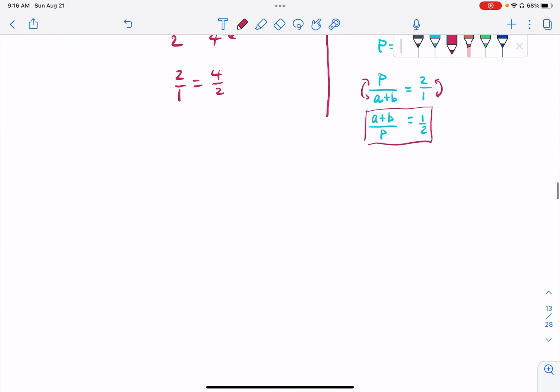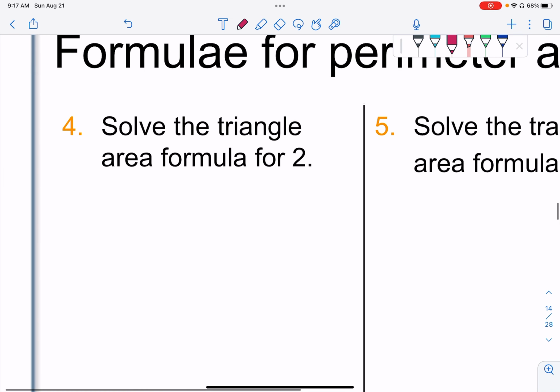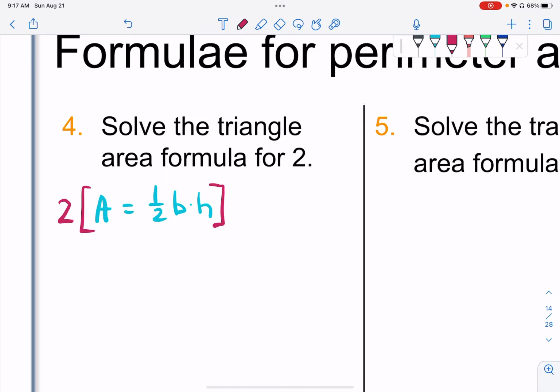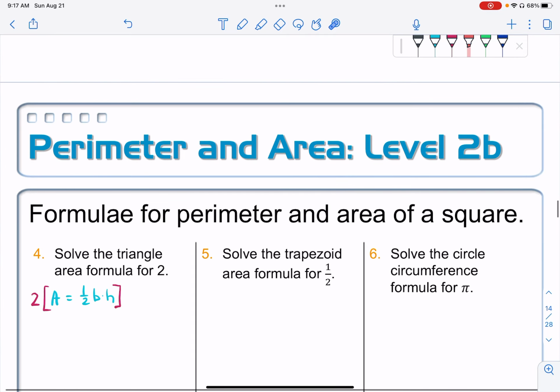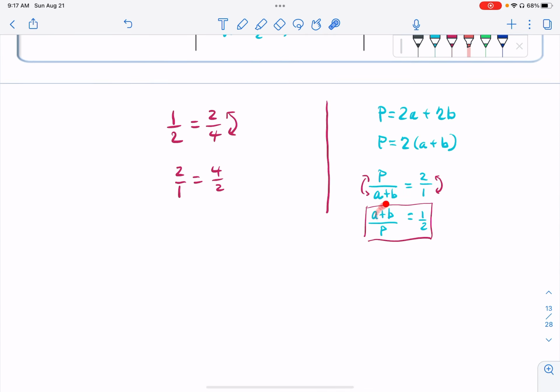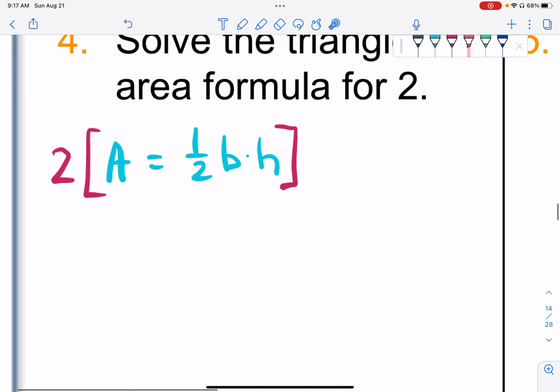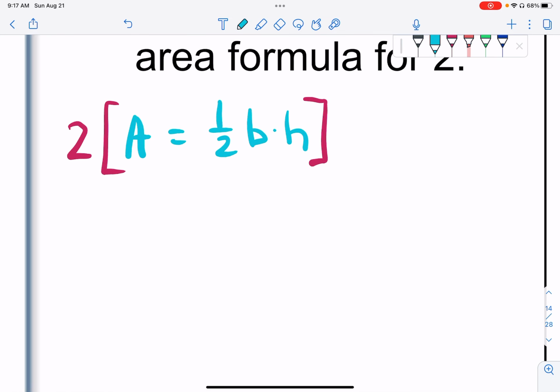All right, let's look at the next set here. Solve the triangle area formula for 2. Okay, so this seems like this is going to be very similar to the one that we just did, because there isn't a 2 in it, there's a 1/2 in it, right? Area formula is 1/2 base times height. So one of the things that I could do is just multiply both sides of this equation by the number 2. And there's the 2 that I need. Or I could do what I just showed you before and solve it for 1/2 and then flip it, right? I can essentially do this kind of strategy. Okay, let's say that I just decided to multiply by 2.